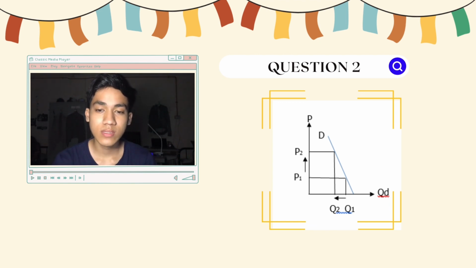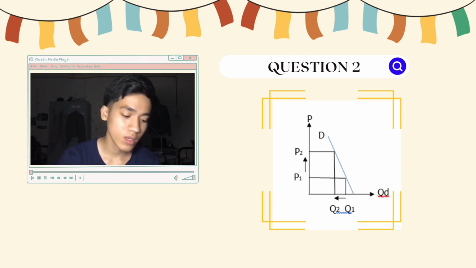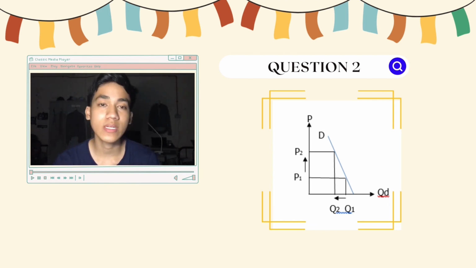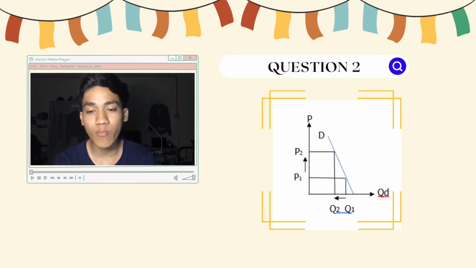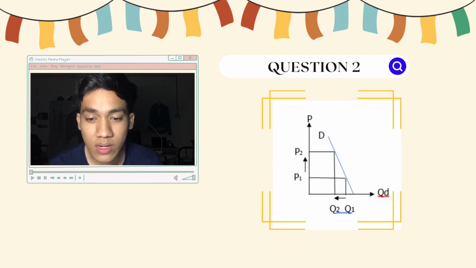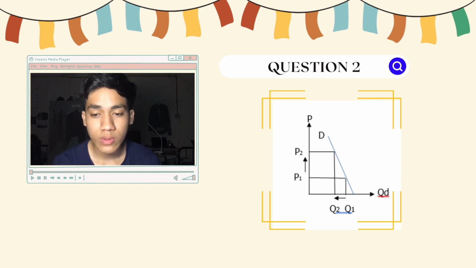This is the answer graph for question 2. The shape is the same as question 1, which is a steeper slope of demand curve, and you can see that the price is increased from P1 to P2 and the quantity demanded is decreased from Q1 to Q2. This shows us that the demand is so inelastic.